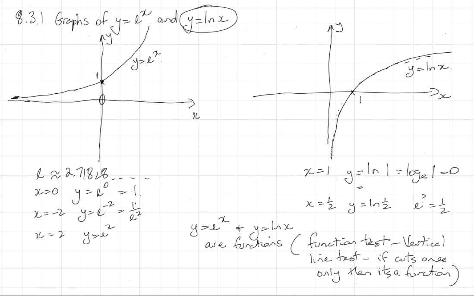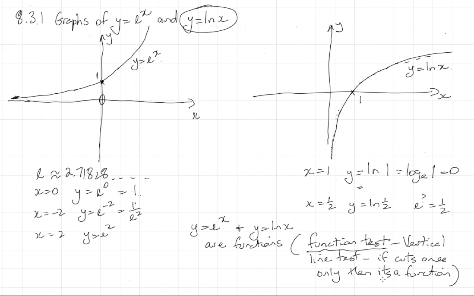Even though it looks down here, theoretically, it keeps on going and keeps on getting closer and closer and closer to the y-axis, right down to infinity. So there's nowhere I can cut. Even down here, really close to the y-axis, I cannot draw a vertical line that's going to cut the graph twice. So there's the function test. It's a vertical line test, and if it cuts once only, then it's a function.